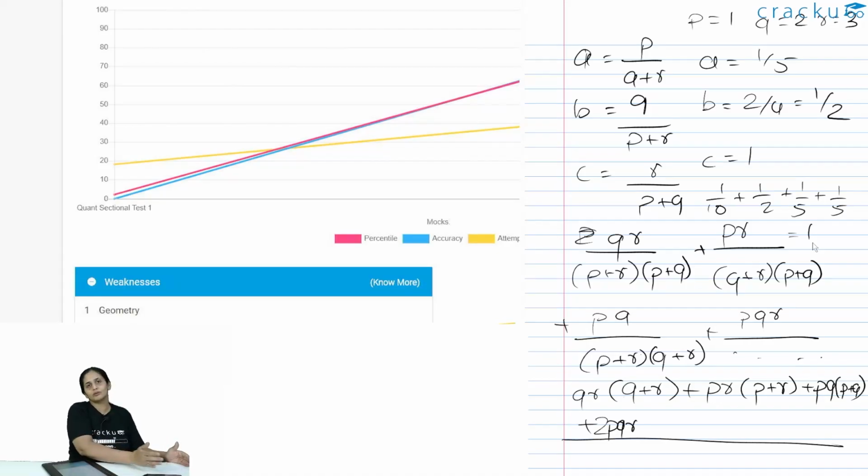As you give more and more sectionals, you have to make sure that the attempt rate is going up, the accuracy is going up. So this is something that all you guys should work on. At the start of your preparation, when you're giving the free sectionals for the first time, your attempt rate might be low, your accuracy might be low.